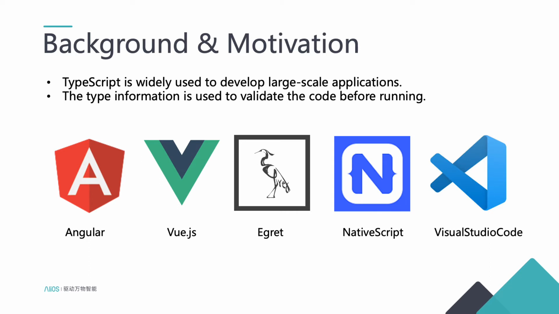TypeScript extends JavaScript by adding optional types to the language. It provides robust program abstractions, such as classes and interfaces, for developing large-scale applications, for example, Egret Game Engine, Visual Studio Code, and frameworks like NativeScript, Angular and Vue.js. Although TypeScript can speed up program development by being able to validate the code before running, it does not speed up the execution of the program, as the static types are erased when transpiled to JavaScript.